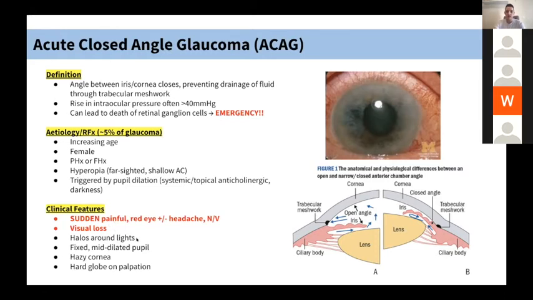In terms of clinical features, which were all kind of mentioned in that question before, a sudden painful red eye, so very painful, and you can have that kind of temporal headache as well with nausea and vomiting, and visual loss. Other things like halos around lights are quite common, and a fixed mid-dilated pupil, so you can see roughly this type of size pupil, and when you're shining a light in it, it won't change. A hazy cornea as well, you can see this is a little bit hazy, and a hard globe on palpation, so where you actually feel on top of the eye can feel a bit harder than usual.